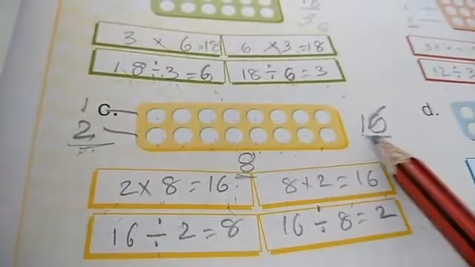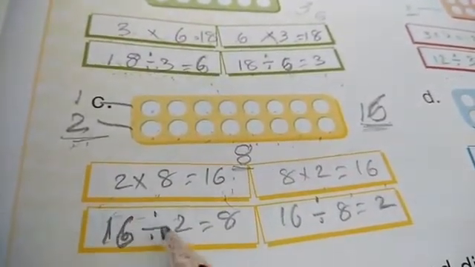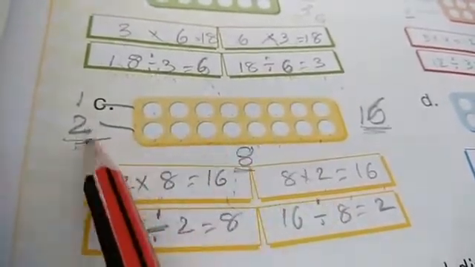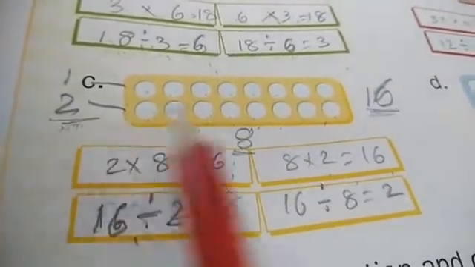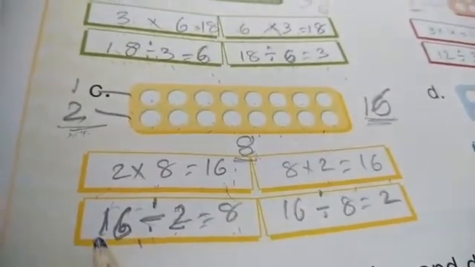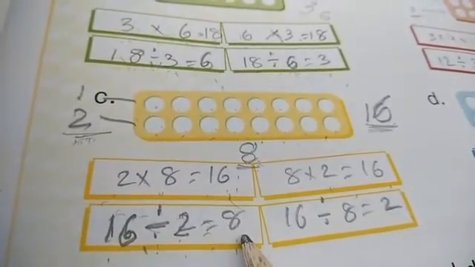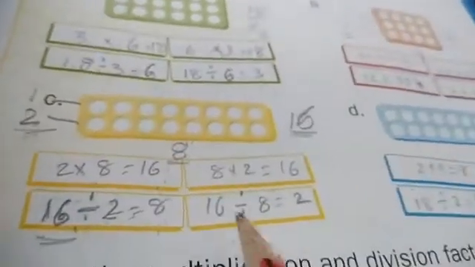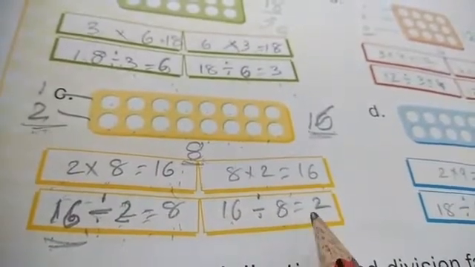How many circles are there? 16. Total 16. Divided by how many rows? 2 rows. Very good children. 16 divided by 2 is equal to, each row has 8. Very good. 16 divided by 2 is equal to 8. 2 8s are 16. Is this right answer? Very good children. Next, 16 divided by 8 also 2.